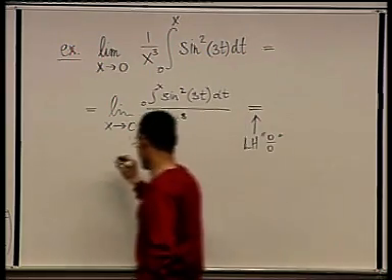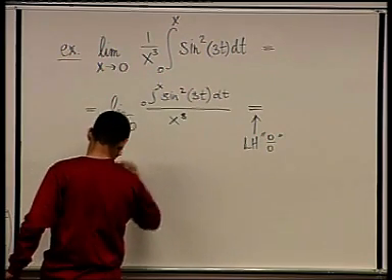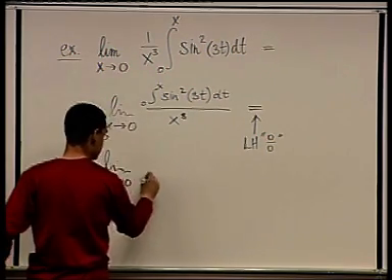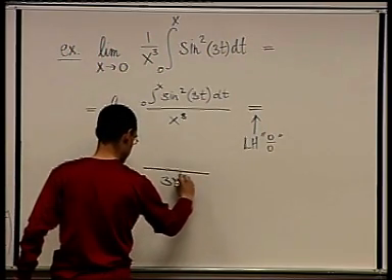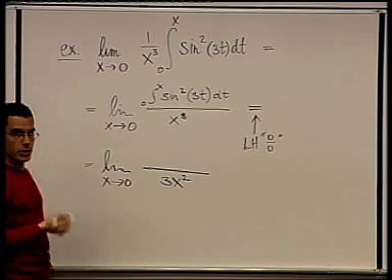So what we get here is the limit as x goes to 0. I get to choose first. I do the bottom. Your turn.